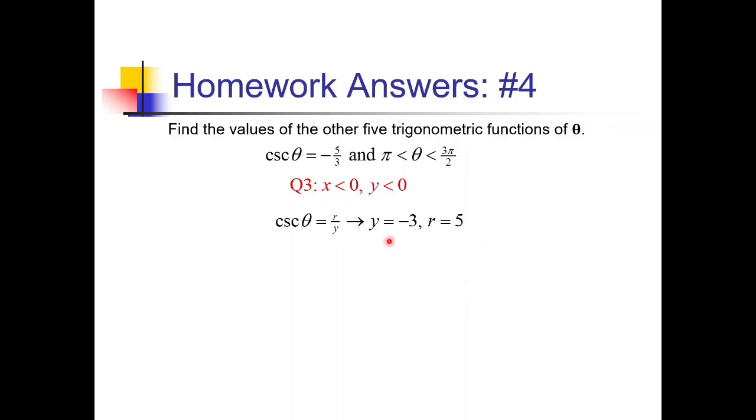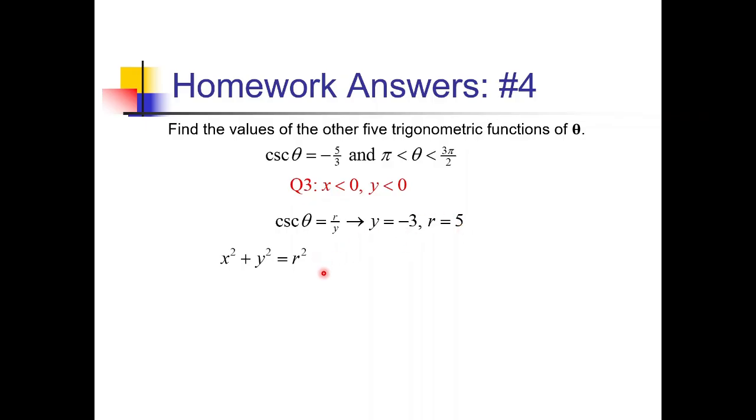We still need to find x, though. So we can use our Pythagorean theorem to do that. In general, we've got x squared plus y squared equals r squared. So what I'm going to do is get this x squared by itself by subtracting the y squared over here. And then I'm going to square root both sides. And while I'm doing that, let me plug in these various things.